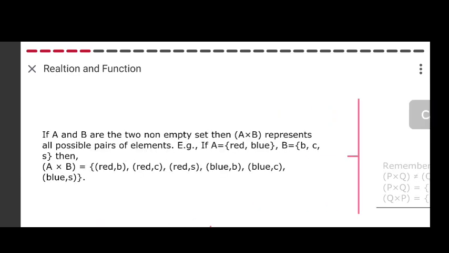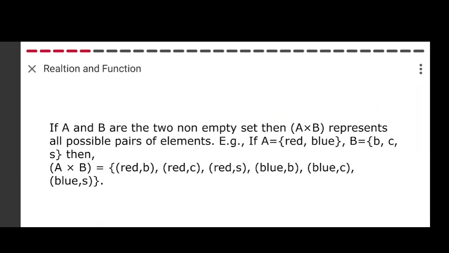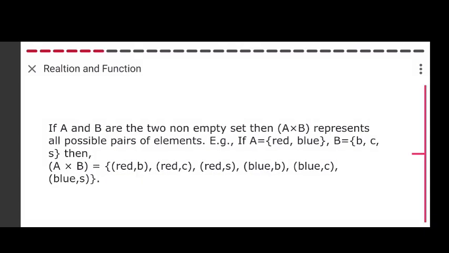Cartesian product of sets. If A and B are two non-empty sets, then A × B represents all possible pairs of elements, e.g., if A = {red, blue}, B = {b, c, s}, then A × B = {(red, b), (red, c), (red, s), (blue, b), (blue, c), (blue, s)}.